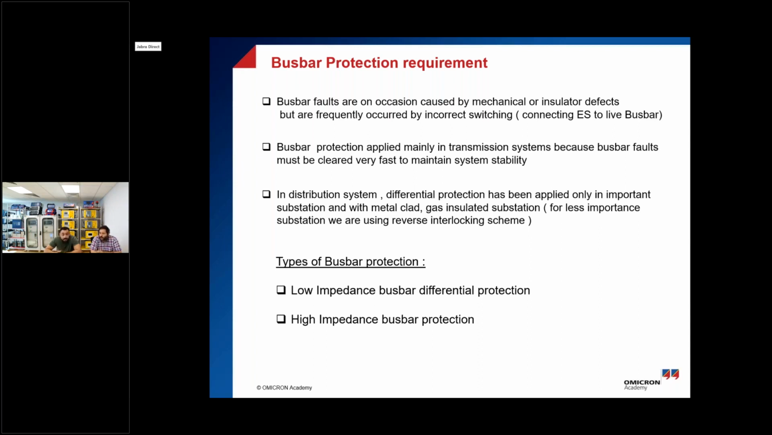But since the principle of the protection is very simple, we should understand what the reasons are for the busbar protection to operate, or what the reason is for a busbar fault. The main reason is that maybe by mistake you connect an earth switch to the busbar, or there is a mechanical failure of any of the insulators that carry the busbar, so it will give a path for the current to flow into the earth. So this is the most frequent fault. It's a human mistake or an electrical failure.